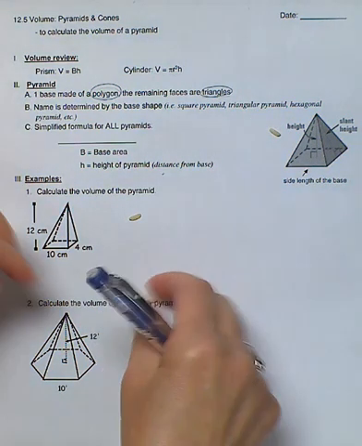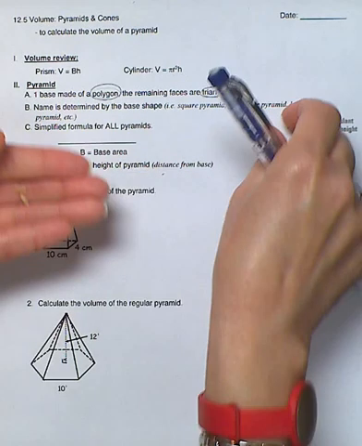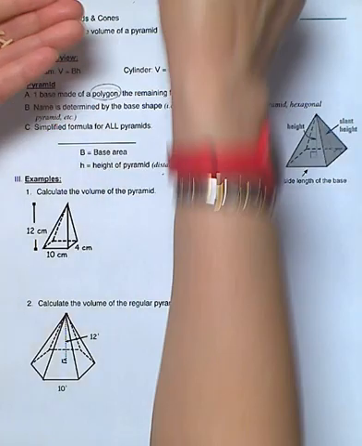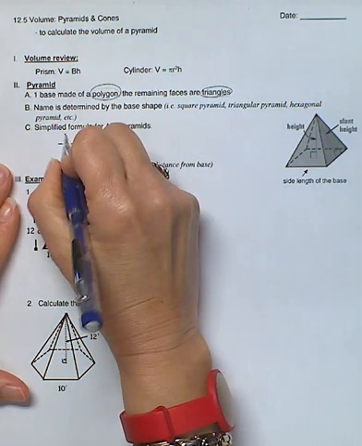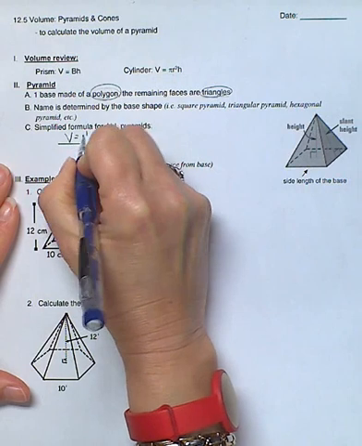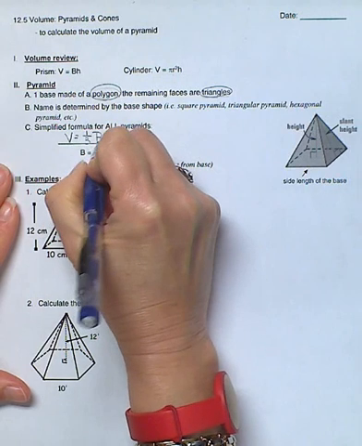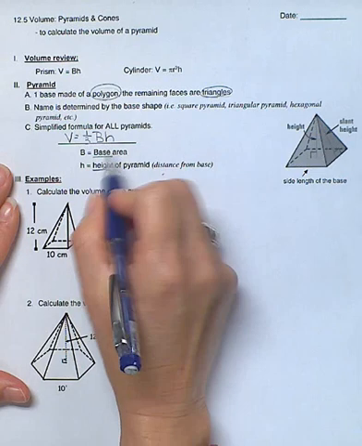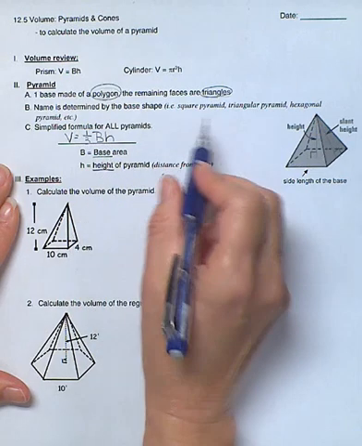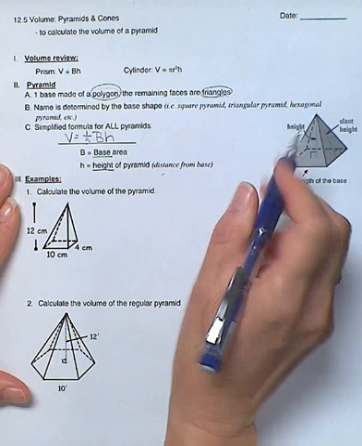Let me get that rice out of the way. See, I told you I lost some. Okay, here they are, out of the way. The volume of a pyramid is 1/3 the volume of a prism. And the volume of a prism is the base area times the height. And remember, this base area is going to change if the base is a square, if it's a triangle, if it's a hexagon, whatever shape it is.